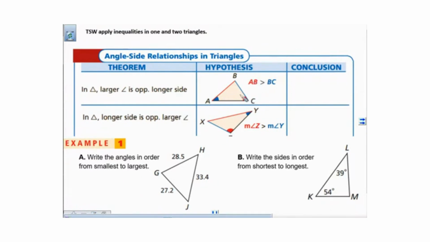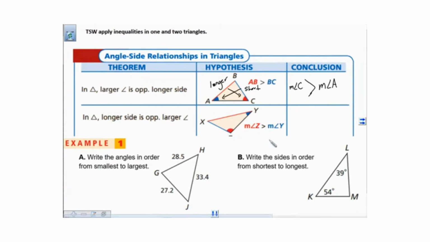What this first one says is that if you know that the length of AB is greater than the length of BC, so AB is longer than BC, that means that the angle across from AB, which is angle C, so the measure of angle C, is greater than the measure of the angle across from BC, which is angle A. So the measure of angle C is greater than the measure of angle A.